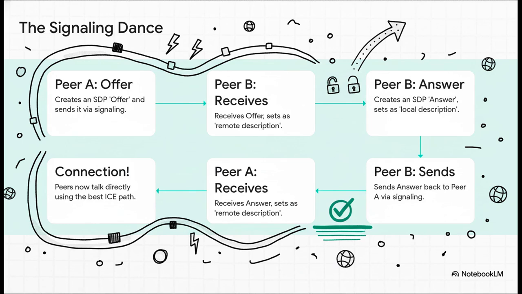All right, here's the final dance. Peer A starts everything by creating an SDP offer. That's its business card, and sends it over your signaling server. Peer B gets it, then it creates its own answer card and sends that back. Once both sides have successfully exchanged their information, ICE has everything it needs. It tests all the possible paths it discovered, and boom, it establishes the best, most direct connection possible.